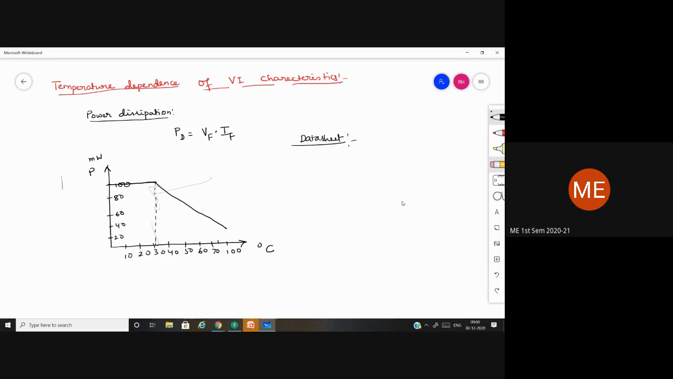So once it reaches a particular value, then we tell the diode is derated, because for any component there will be two expectations. My maximum expectation is 100 milliwatt. So minimum I'll expect some 20 milliwatt. This is the range I'm going to expect. So at least give me 20 milliwatt.